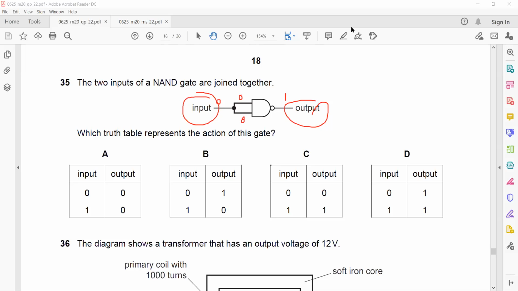And the opposite, if input is 1, so this is 1 and 1, which gives 1, but passing through the inverter, it will make it 0. So basically, it will behave like a NOT gate. So when both inputs of a NAND gate are joined together, it acts like a NOT gate. When input is 0, the output is 1. When input is 1, the output is 0.